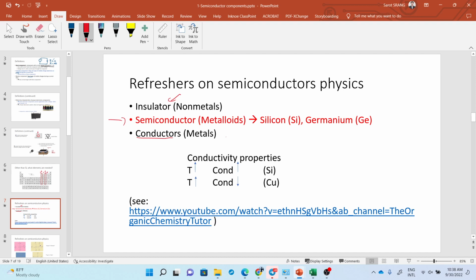And for the conductivity of metal, if the temperature is high, the conductivity becomes low. So it means the higher the temperature, the more resistance. But for the semiconductor, the higher the temperature, the better the conductivity. You can see here. So let's come back to here.